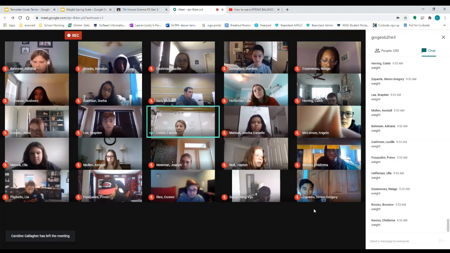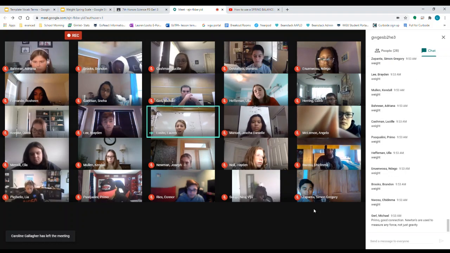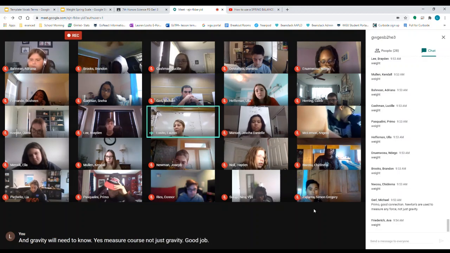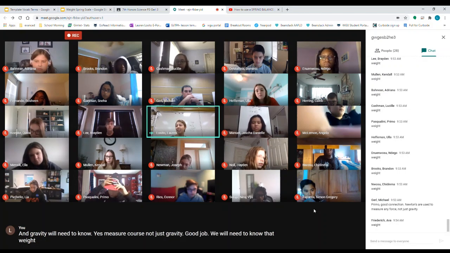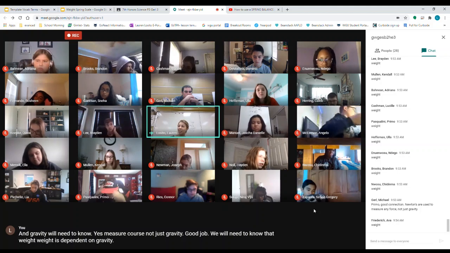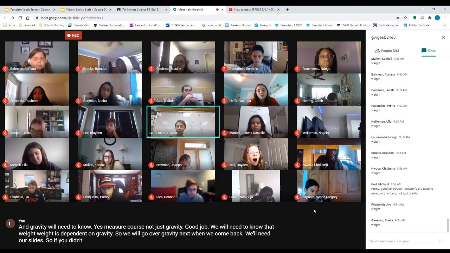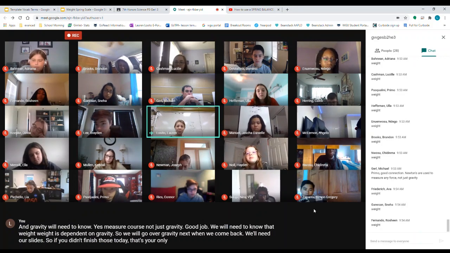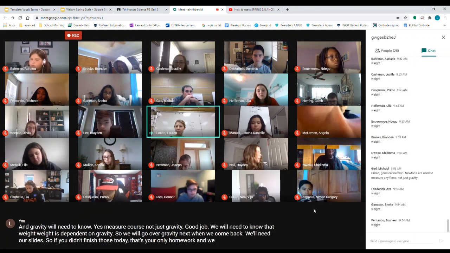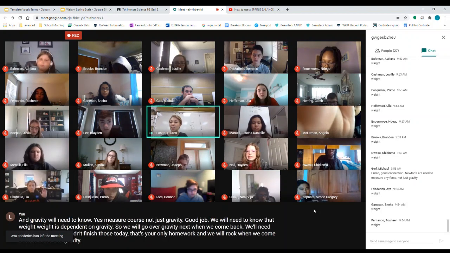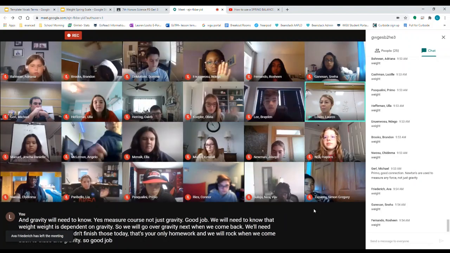Perfect. So that is definitely what we'll need to use. We'll go into the term gravity. We'll need to know, yes, measure force, not just gravity. Good job. We will need to know that weight is dependent on gravity. So we will go over gravity next when we come back. We'll need our slides. So if you didn't finish those today, that's your only homework. And we will rock when we come back to class on gravity. So good job. If you have any questions, you can write them down, but otherwise we'll see you.